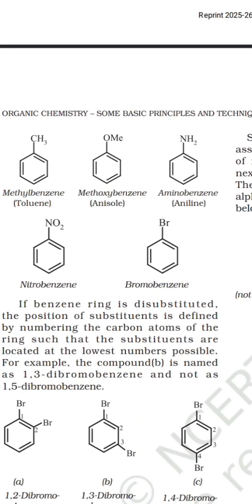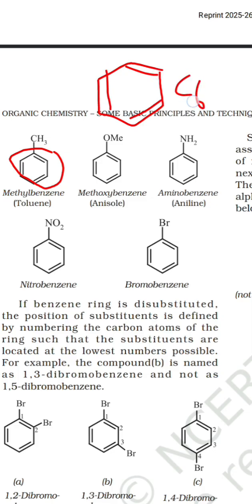So this ring is called benzene. Without that CH3, that ring is called benzene. That means if we have this kind of ring, this is benzene. The formula is C6H6. So carbons are available everywhere. This is carbon, second carbon, third carbon, fourth carbon, fifth carbon, sixth carbon. That means 6 carbons are available.